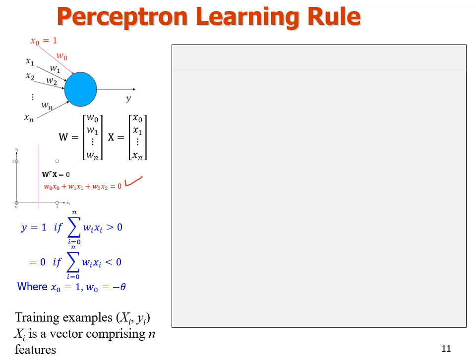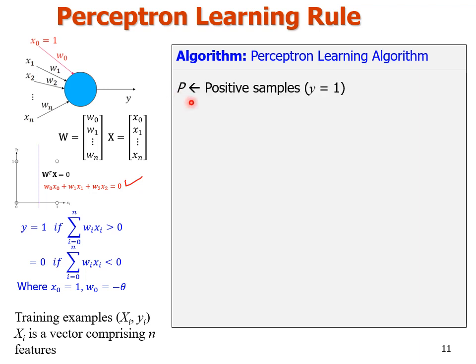So with this background, now let me explain the algorithm for perceptron learning. Here we have a set of samples in the training set, and using this training data set we are trying to train our perceptron. In our training data set we have a few samples that are positive, having label y equal to 1, and those are denoted as P. Similarly, we have the negative samples with class label y equal to 0, and those are denoted as N.